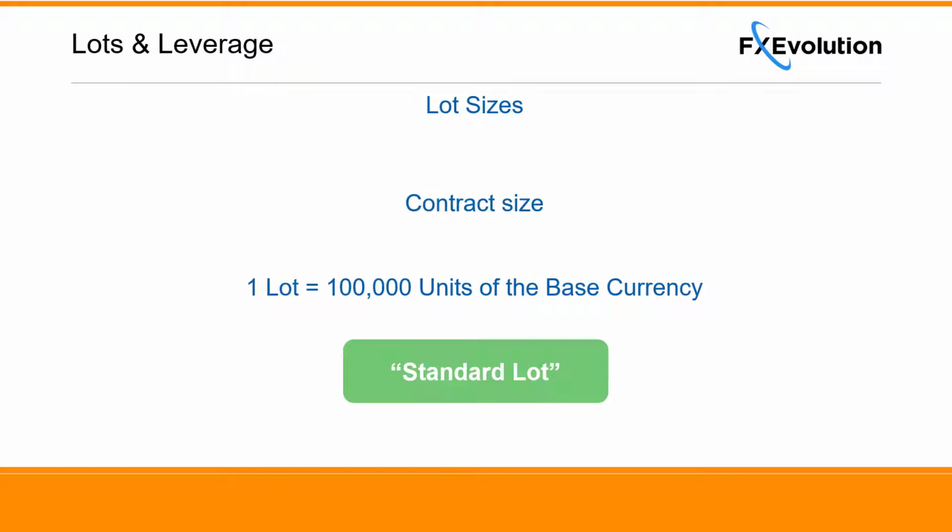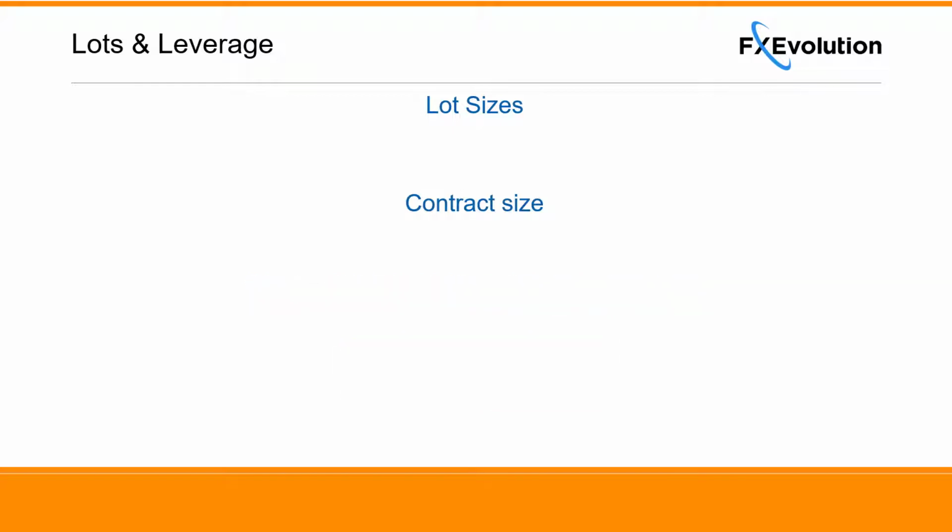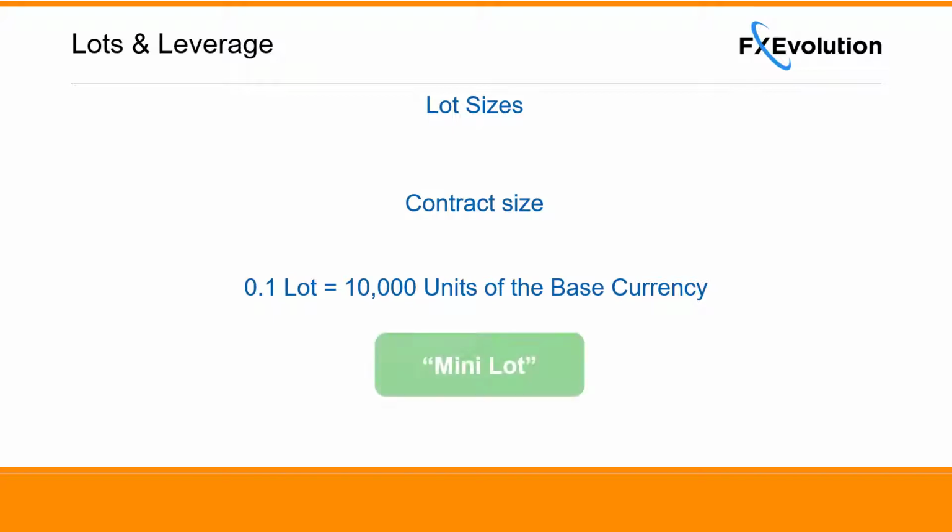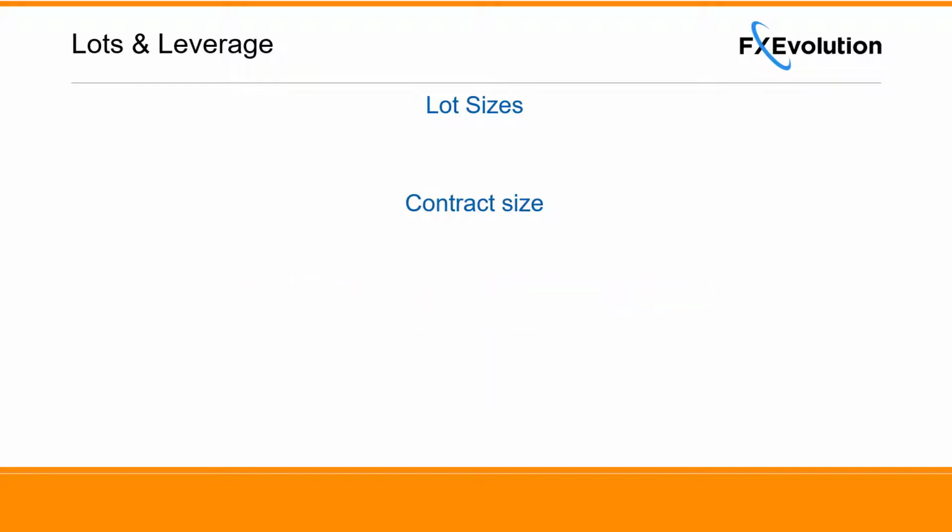Let's take a look at some of the other contract sizes or lot sizes that are very popular terms within the Forex markets. There is a 0.1 lot, which equals 10,000 units of the base currency, and this is also referred to as a mini lot. There is also a 0.01 lot, and this equals 1,000 units of the base currency, and is commonly referred to as a micro lot.